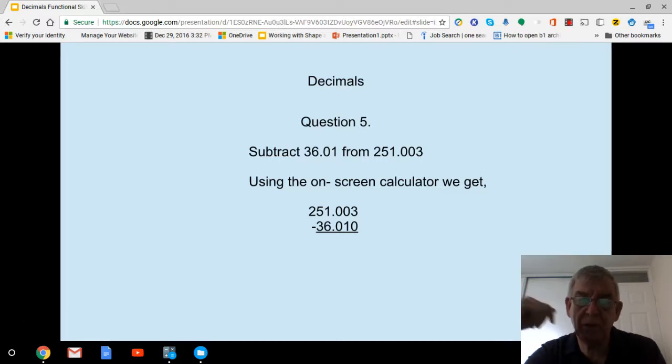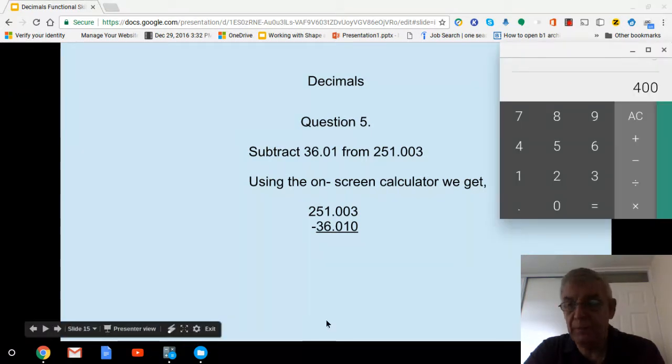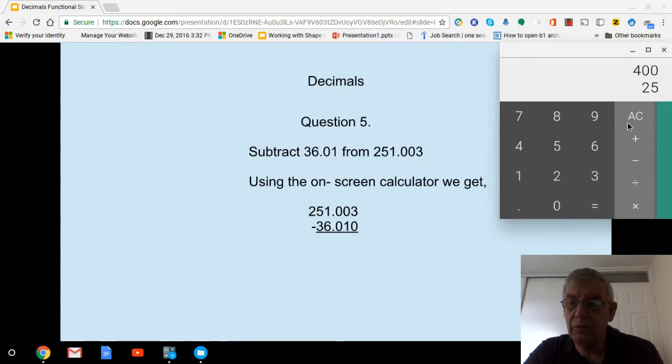Question 5. Subtract 36.01 from 251.003. If we use the on-screen calculator, we can put the numbers in first of all, and we get 251.